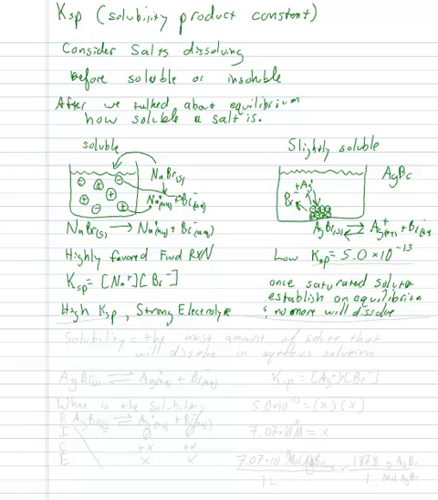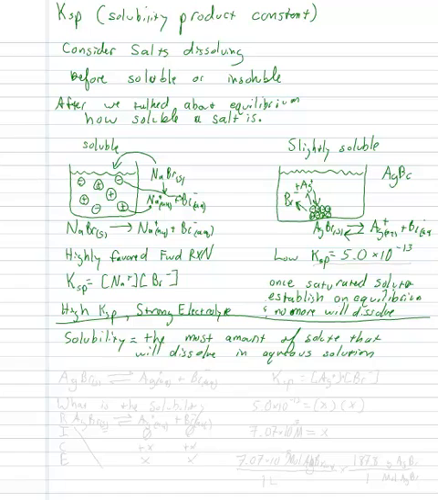So we say something called the solubility, and that's a general term. The solubility is defined as the most amount of solute that will dissolve in aqueous solution. You can talk about it in moles per liter or in grams per liter.